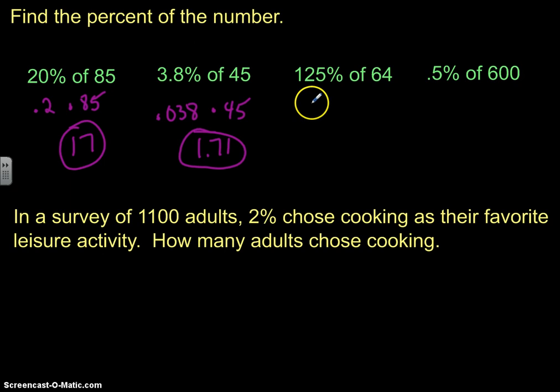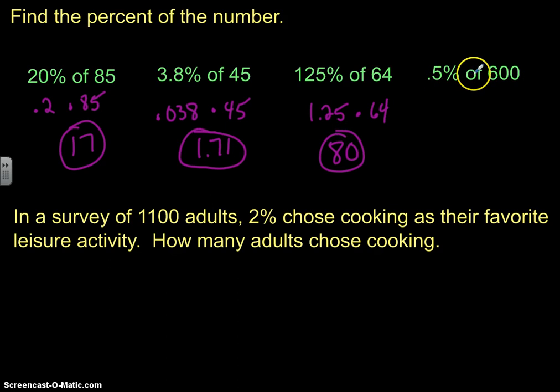I move the decimal 2 places to the left. 1.25 times 64, and I'm going to get a bigger number because 100% of 64 is 64. So 125% of 64 is going to be bigger. So 1.25 times 64, that's going to give us 80.